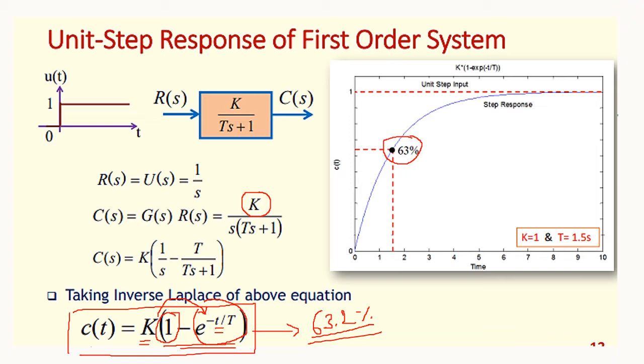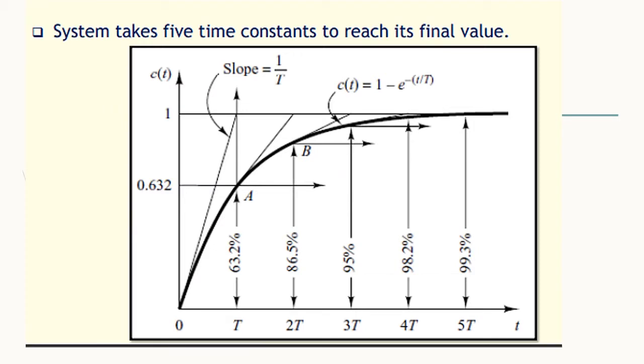So this is a waveform. In this waveform, when k is equal to 1 and T is equal to 1.5 seconds, I'm getting this 63.2%. If I vary the value of k, this value will vary. Now in this diagram, to achieve its final value it takes 5 time constants. So let us assume this is the first order system. So we have C of t is equal to 1 minus e power minus t divided by T. Now if I substitute t equal to T, I get 63.2%.